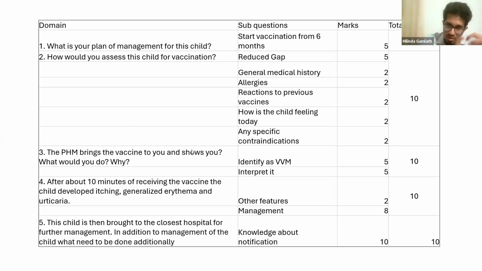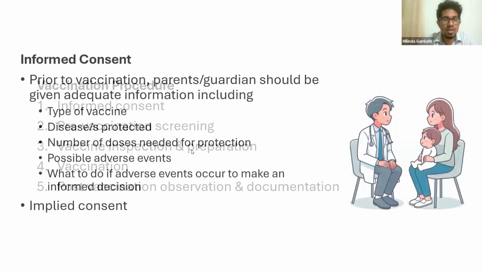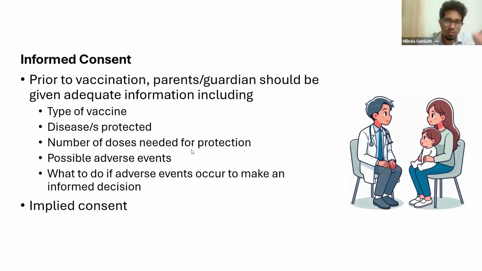All you need to do is just structure your answer, right? So just to recap what was already said. So the vaccination procedure, you need to know how the pre-vaccination screening is done, how the vaccine is inspected and prepared, and then the vaccination procedure, and a little bit about the post-vaccination observation and documentation. So before vaccination, you need to take consent. That's just informed consent, and usually it's not written consent for the EPI program. What we take is implied consent.